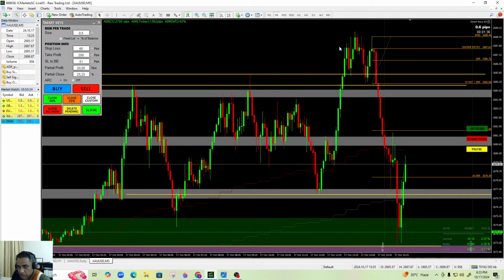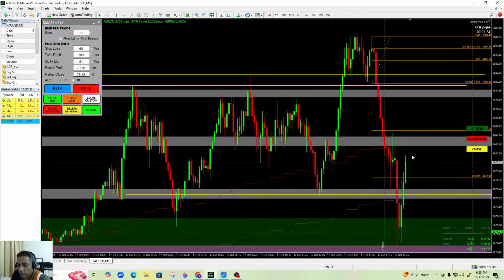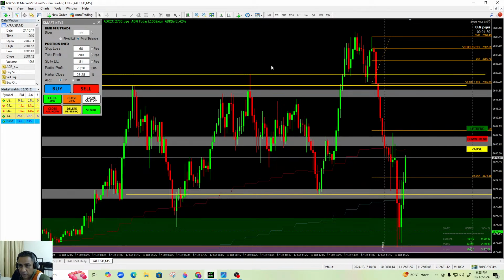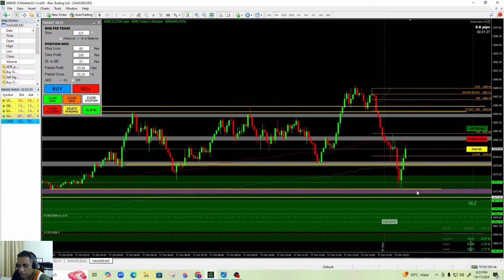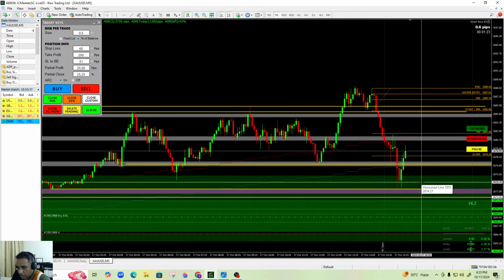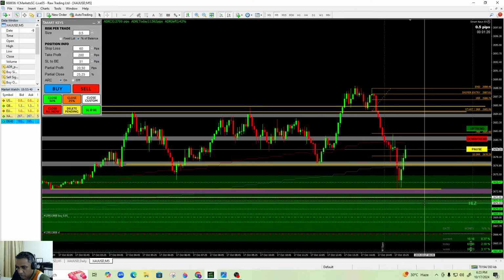But I don't trade these levels. I just draw them to see where price is going to pause or bounce or have a reaction at, right? I trade at high liquidity zones. So price did come to the high liquidity zone, but it came just here. I wanted it to come further down to take a trade.